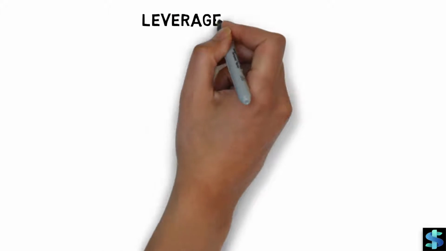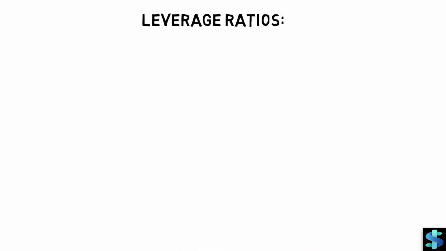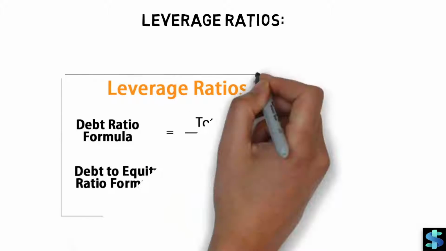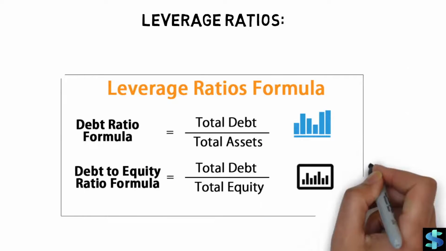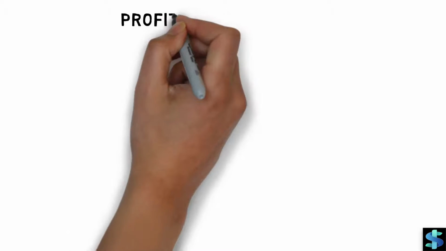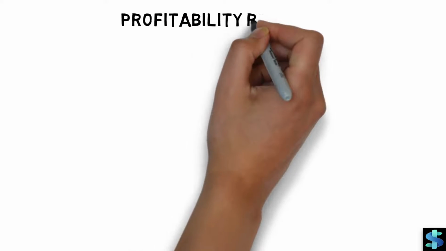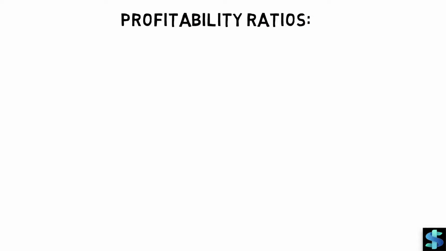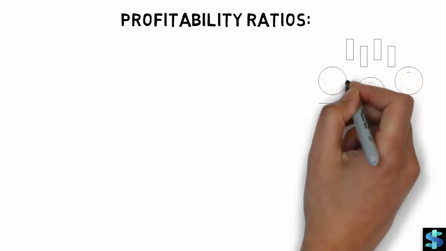Leverage ratios. They assess the overall debt situation of a company. Debt to equity ratio is equal to total debt by total equity. Debt to asset ratio is equal to total debt by total assets. Profitability ratios. They assess the ability of a business to earn profits. They directly show the financial performance of a company. Let us discuss the most commonly used profitability ratios.